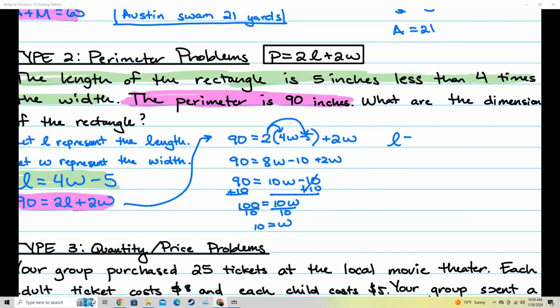So the length is equal to 4 times the width. What did we just say the width was? We said the width was 10, minus 5. Guys, all I did is I took this 10 for W and I plugged it in right here, or I substituted it. And what do I get? 4 times 10 is 40 minus 5. That's going to give me 35. So the length is 35. It looks like I got both parts of my answer.